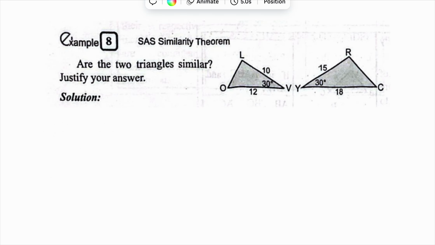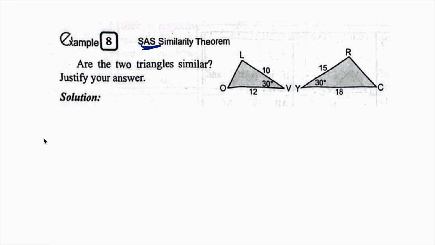Okay? So with that, let's have a first example. For example number 8, we have the SAS similarity theorem examples. The question would be, are the two triangles similar? For example number 8, let's justify. So this triangle LOV has a measurement of angle 30 degrees. Also we have 10 in LV, we have 12 in OV. Same with the given here, same angle, and then 15 for RY, CY, sorry, would be 18.